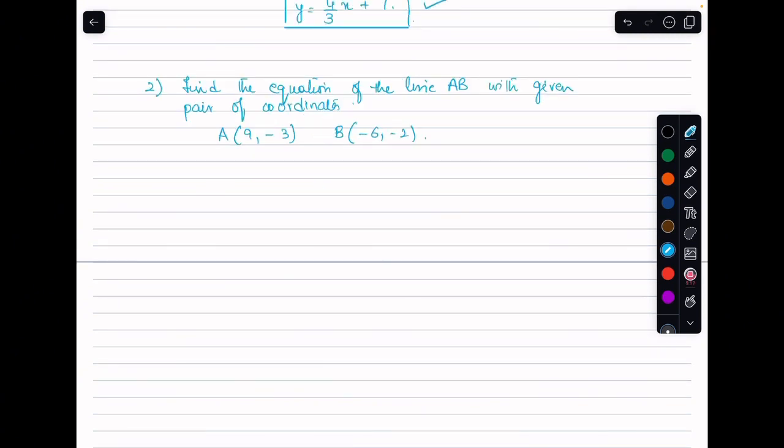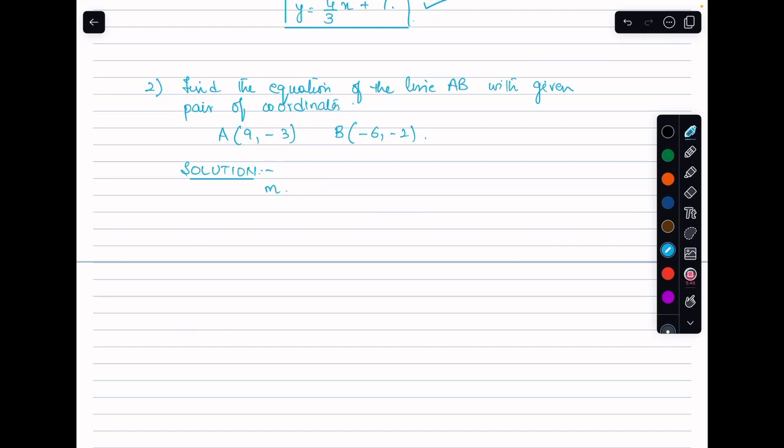So find the equation of the line AB with given pair of coordinates. If I'm supposed to get the line equation with the given coordinates A and B, such that A is (9, -3) and B is (-6, -2), then to make the line equation, I know I should have two pieces of information. Number one, the gradient, and number two, any point which lies on the line.